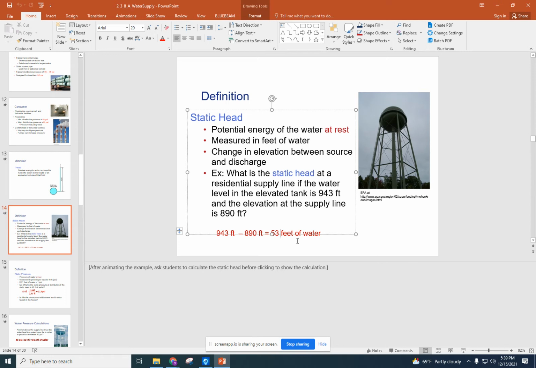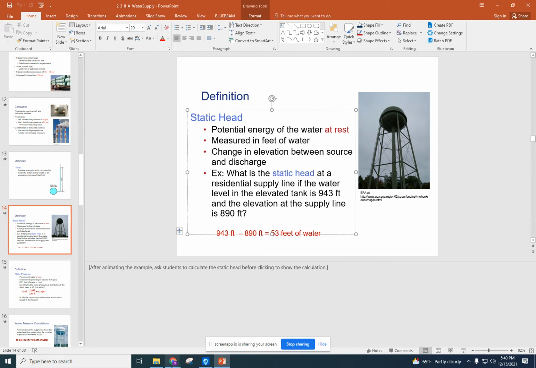You have to put the units in there. So that is a measurement of water pressure for us, basically potential energy, because gravity will push that water down through the pipes. That is energy. That's work being done. So that is the first thing you're going to do in any scenario that we have.